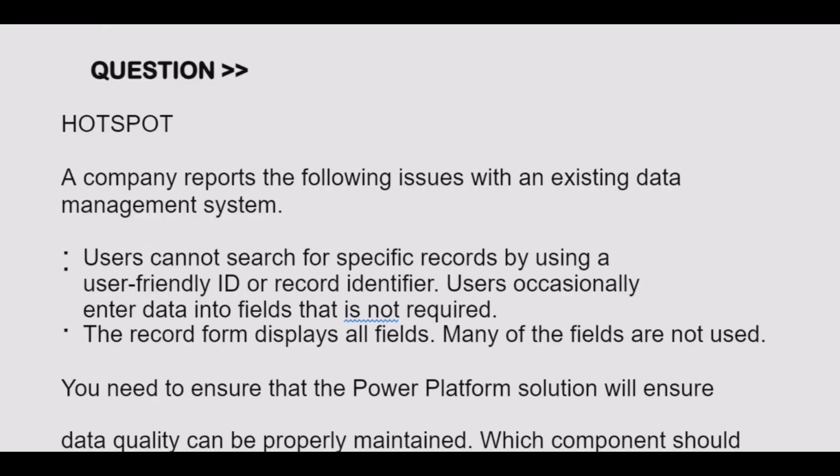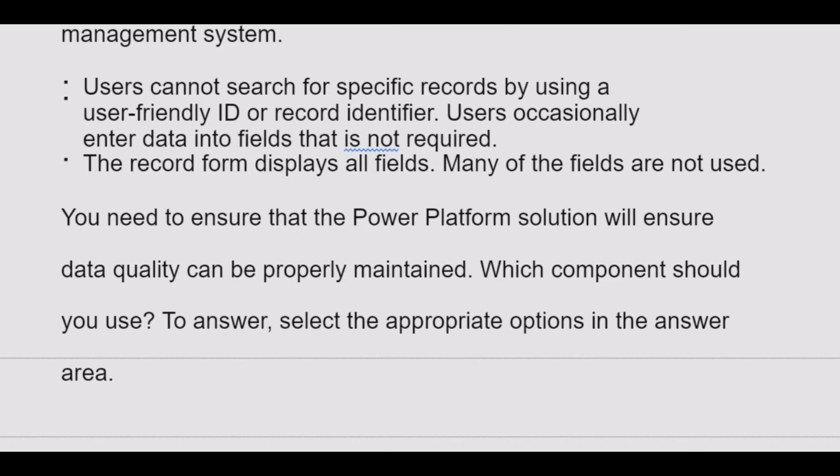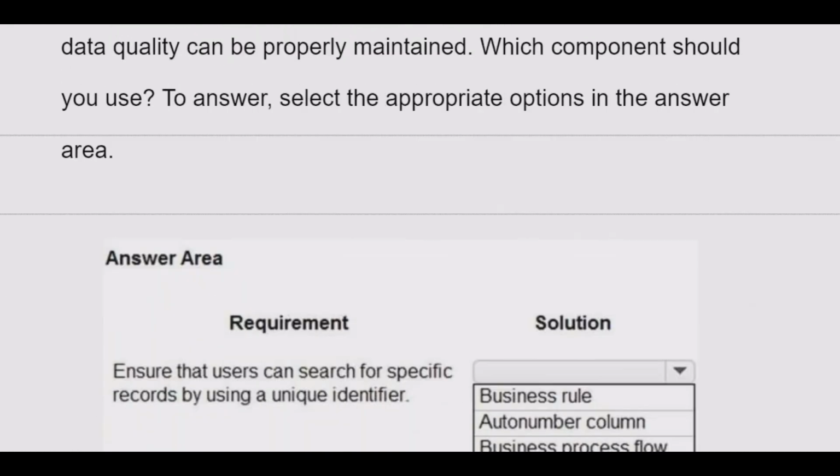Our next question is hotspot. A company reports the following issues with an existing data management system. Users cannot search for specific records by using a user-friendly ID or record identifier. Users occasionally enter data into fields that are not required. The record form displays all fields. Many of the fields are not used. You need to ensure the Power Platform solution will ensure the data quality can be properly maintained. Which component should you use? To answer, select the appropriate options in the answer area.